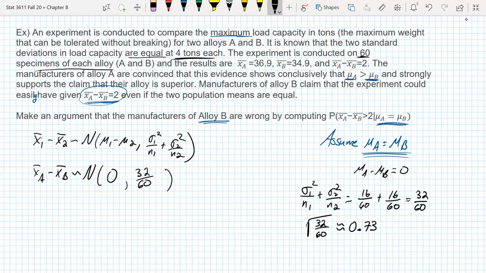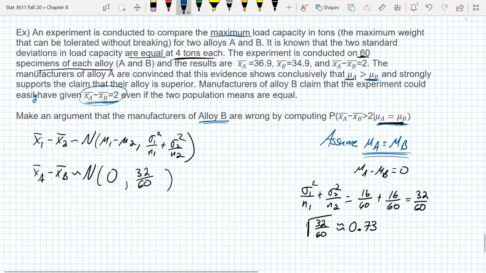So what do we have so far? X bar A minus X bar B follows a normal distribution here, right? And we wouldn't know what this is unless we've assumed that this is true. And that's all this conditional statement is saying at this point, right? Given that those are true, now compute this probability. All right. Well, let's go ahead and do that.